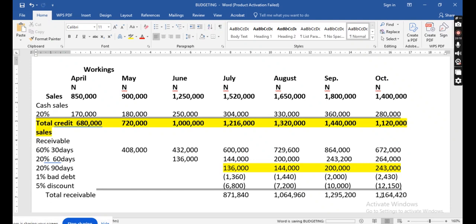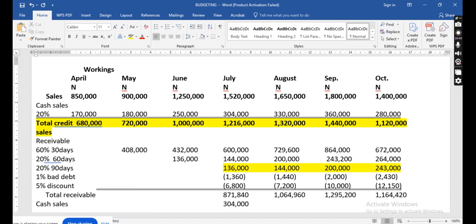Right. Now, class, cash sales. We don't need the cash sales for April, May, June. What is the cash sales for July? Class, what is the cash sales for July? 304. The cash sales for August is 330. For September is 360. Right? The person should meet his or her mic, please.